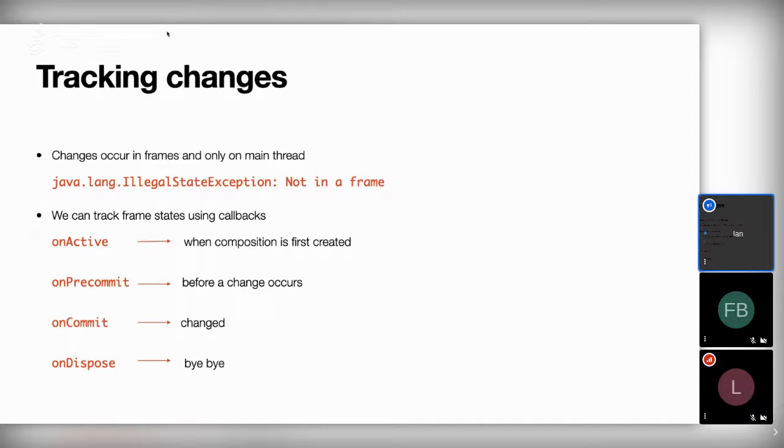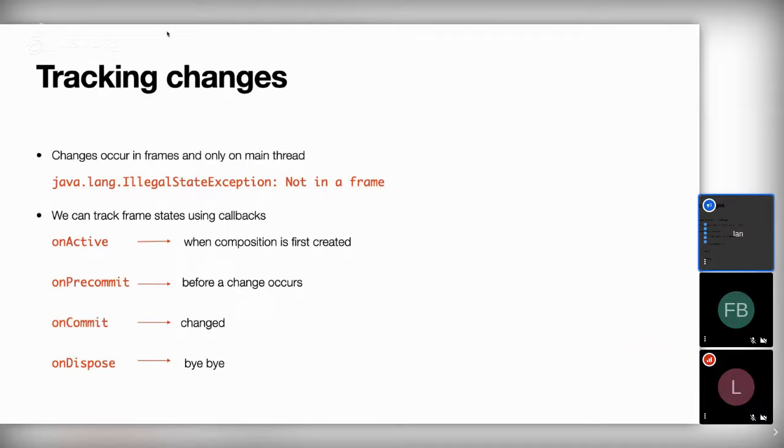Those callbacks are invoked, for example, when the composition, your composable function, is first rendered. That invokes the onActive callback, and then in order they are invoked, like onPreCommit and onCommit, to set the initial data. And then every time you change the data, the onPreCommit callback says, hey, I'm going to change this frame now. I'm going to commit this change. Is there anything you want to do?